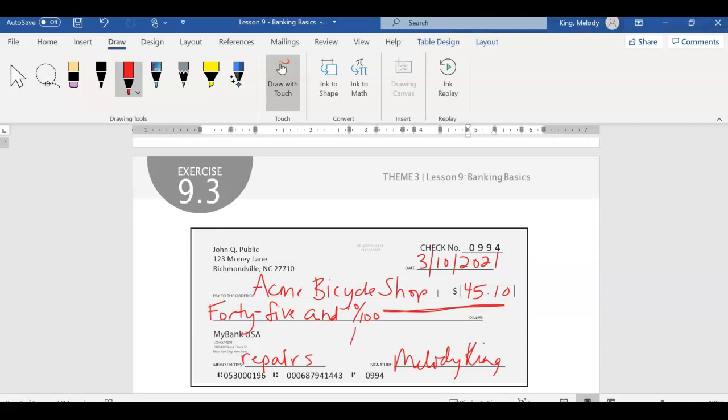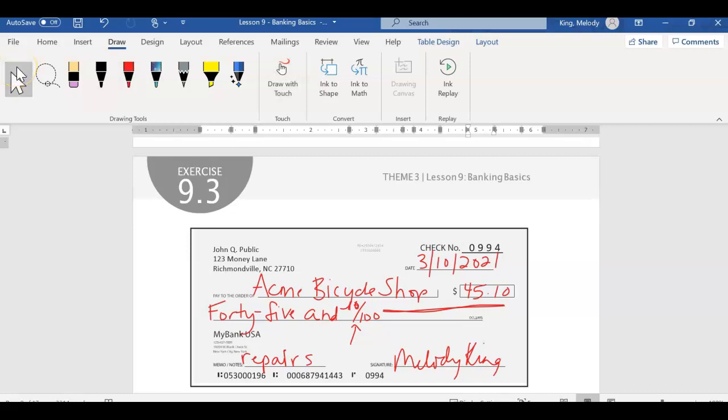Notice how I put my cents as a fraction over 100. So I've got 10 over 100. And then I signed it, and in my memo line here, I put repairs. You can put what it's for, but you don't have to always fill that line out. That's optional. So that's what your check should look like.